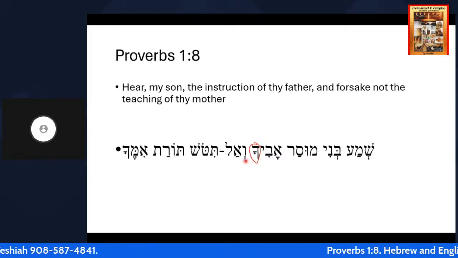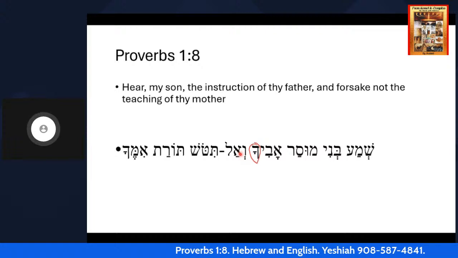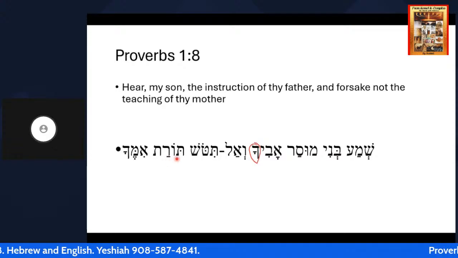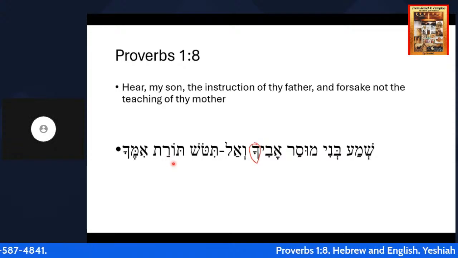But again, this al, with the aleph and the lamed, only works when the next word is in future tense. Torat imerka, the law of your mother. Torah means instruction. All right?